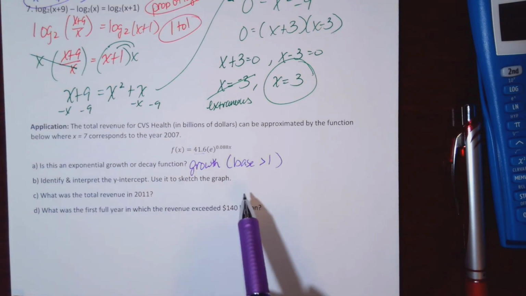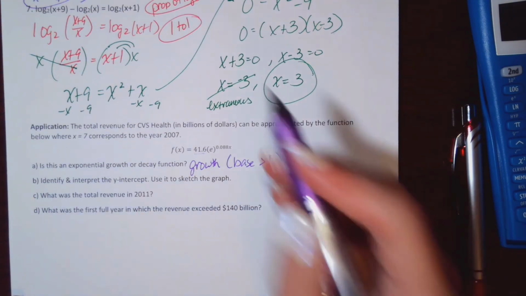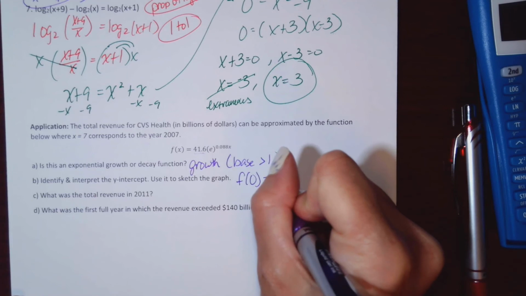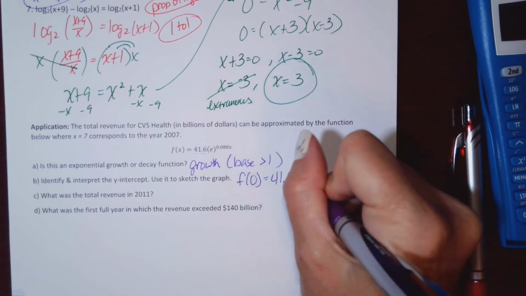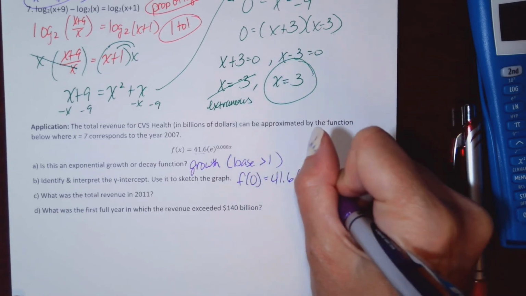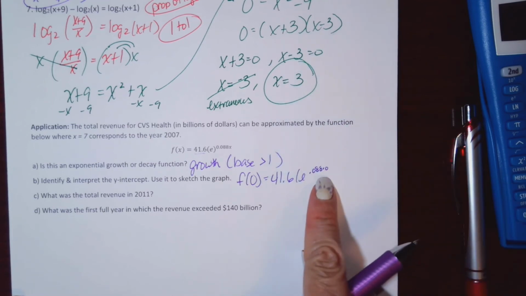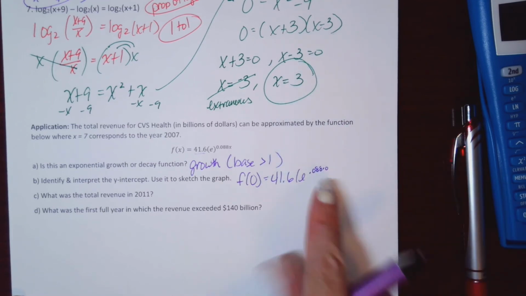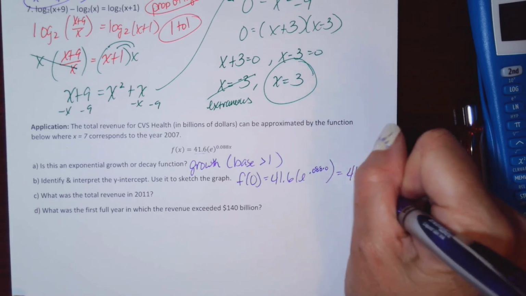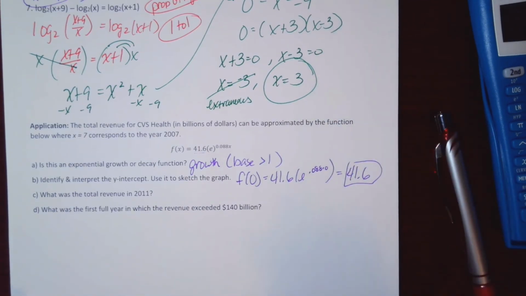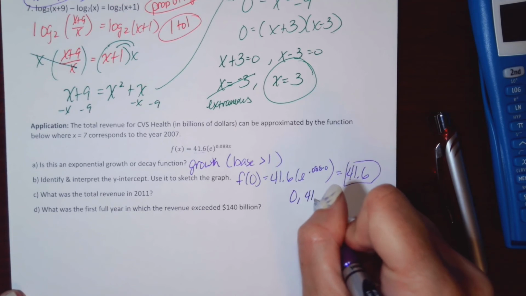Identify and interpret the y-intercept. The y-intercept happens when x is 0. So f of 0 is 41.6 times e to the 0.088 times 0. Anything times 0 is 0, e to the 0 is 1, so that is just 41.6. So there is my y-intercept, (0, 41.6).